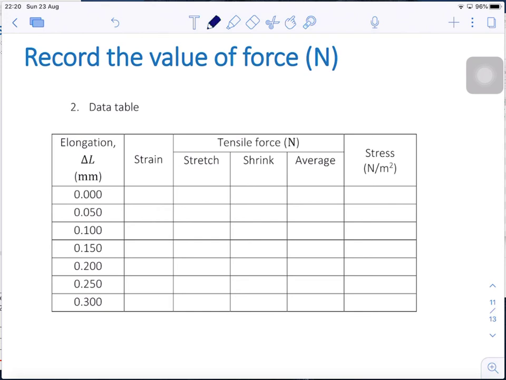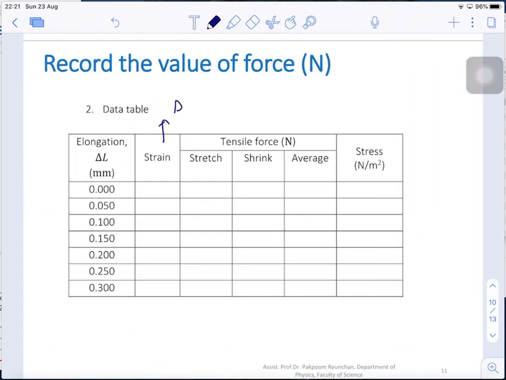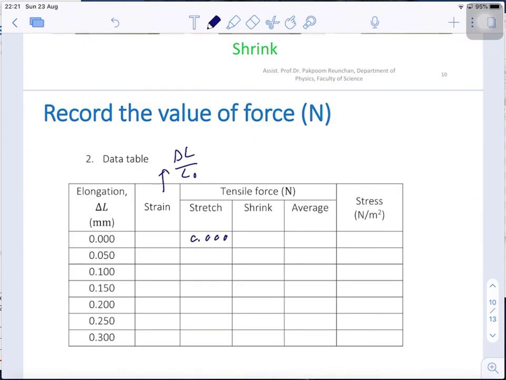Okay, here the strain. The strain you can calculate using delta L over L0. Okay, delta L over L0. So you can get the strain. And then for the tensile force, for example, at the 0.00 elongation is 0.00. Okay, 0.000, 0.000, and then the average is 0.000. So the stretch is 0.00.